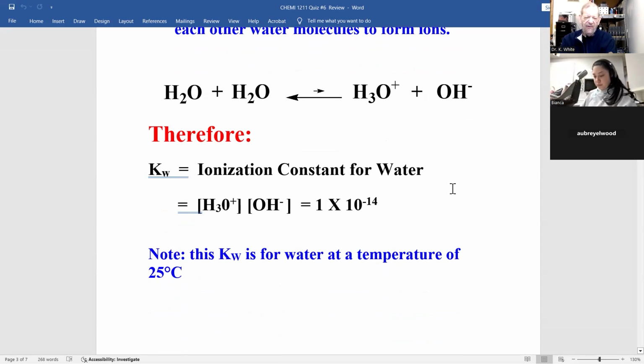And you should know that that's H3O plus concentration times hydroxide concentration equals 1.0 times 10 to the minus 14. Now, this is for room temperature, 25 degrees. At other temperatures, it's slightly different, but for our class, this is what we'll use.